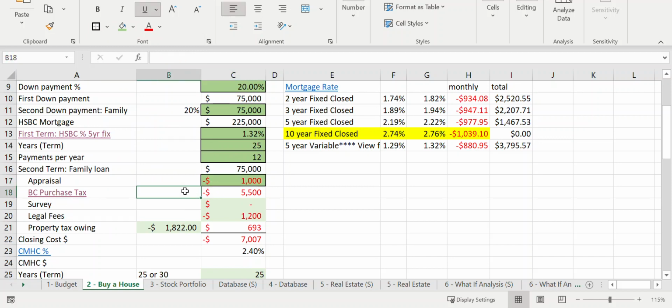Now, a lot of people don't realize, but when you purchase a house, you have to pay tax to purchase a house, just like you pay tax to buy a car or pay tax to buy anything nowadays. But how much is it? Well, it's a fairly complicated formula. It's not a function, it's a formula.